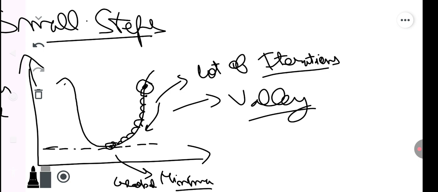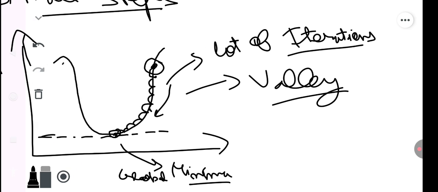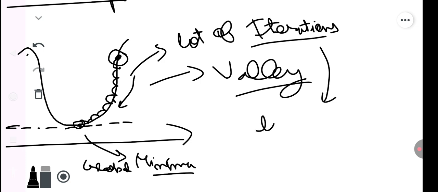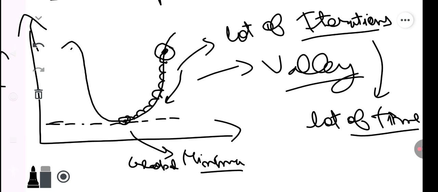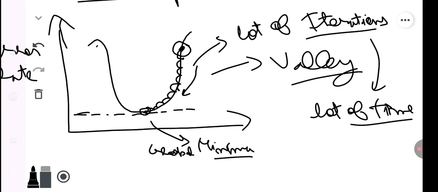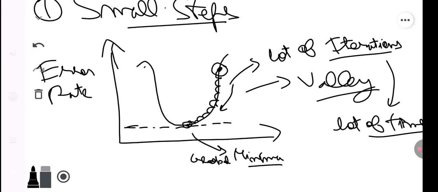And the problem with it is that it will take a whole lot of time to reach the minimum possible error that I can get, okay? So this is the problem with small steps.